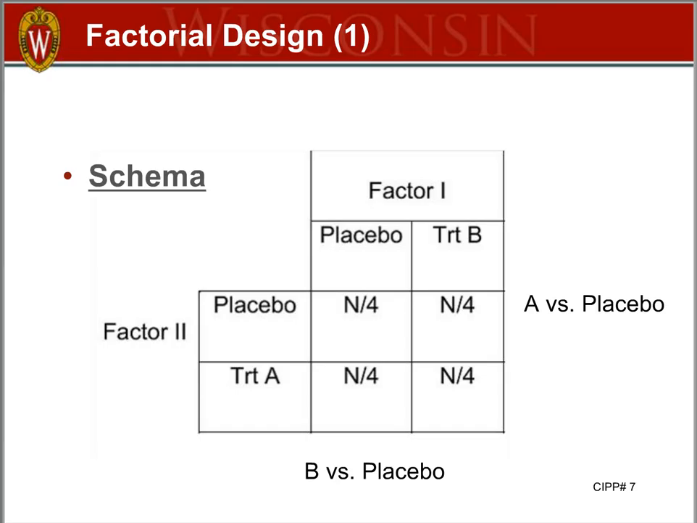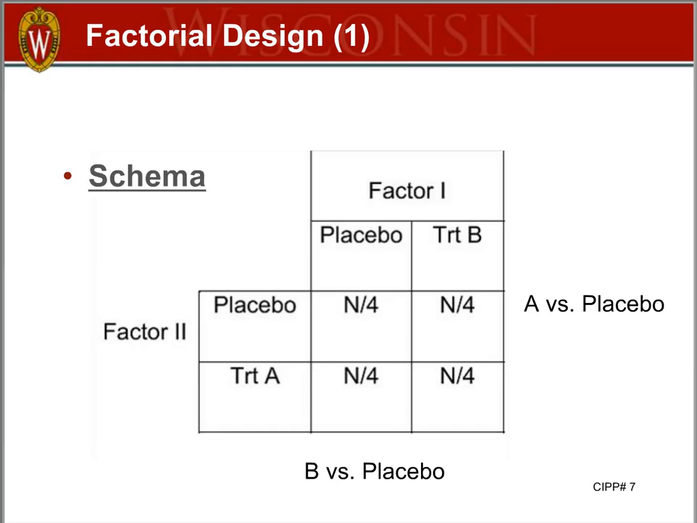In this 2-factorial design, we are going to randomize treatment A and treatment B into one of 4 cells. Either you get both treatment A and treatment B, you get one or the other, treatment A or treatment B, but not both, or you get placebo.